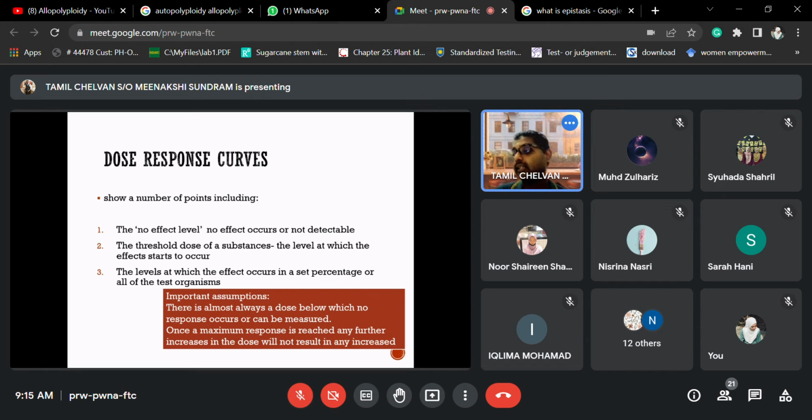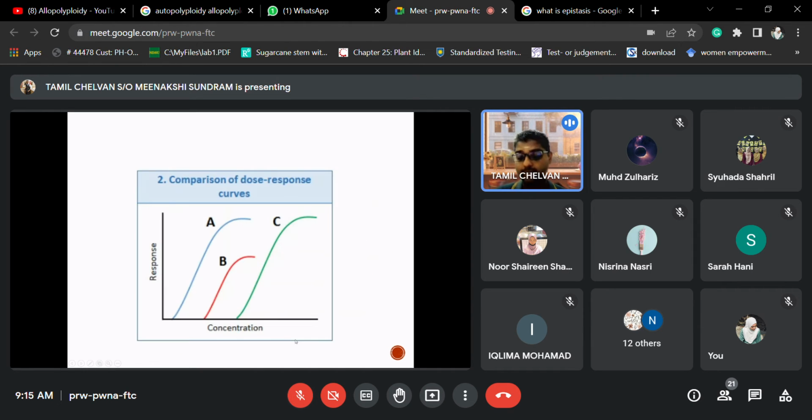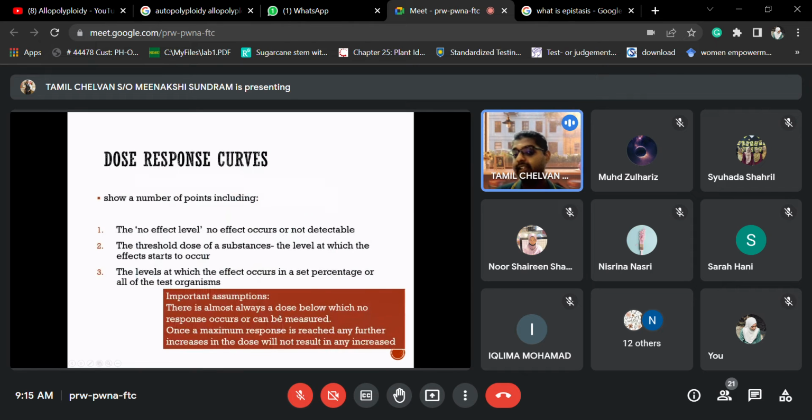Important assumption: there's almost always a dose below which no response occurs or can be measured, as I told you just now lah kan. Because the drug tak ada effect pun at that very low dosage. Once a maximum response is reached, any further increase in the dosage will not result in any increase of treatment. It won't give any benefit lah.